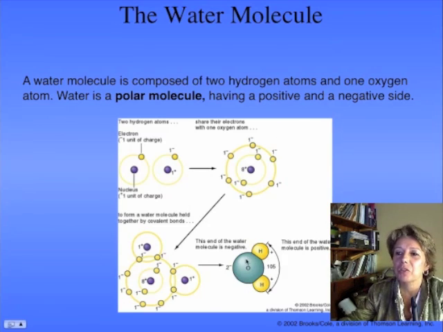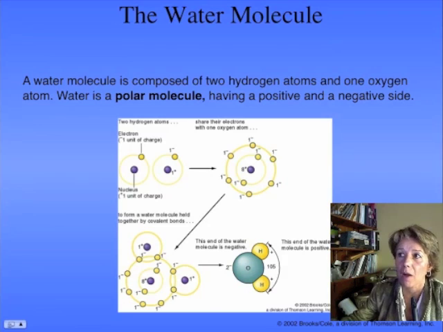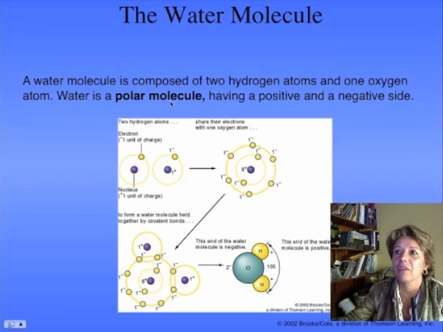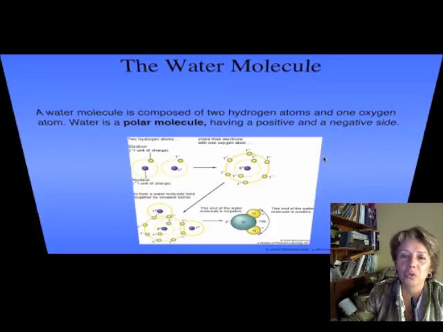So you should be able to draw a water molecule and know that the oxygen is -2 and the hydrogens are each -1, and that it is an asymmetrical molecule. Water is an asymmetrical molecule, and one side's positive, the other side's negative, and because one side is positive and one side is negative, it's called a polar molecule. You should be able to draw it.